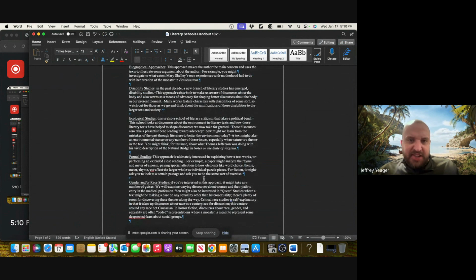The next one is called ecological studies. For this one, it's the same idea as disability. It's a little bit more political in nature. It's meant as a school. It's meant to be activist. It's meant to be used for you to read literature in a way that will help the environment. And oftentimes in literature, nature is a character.